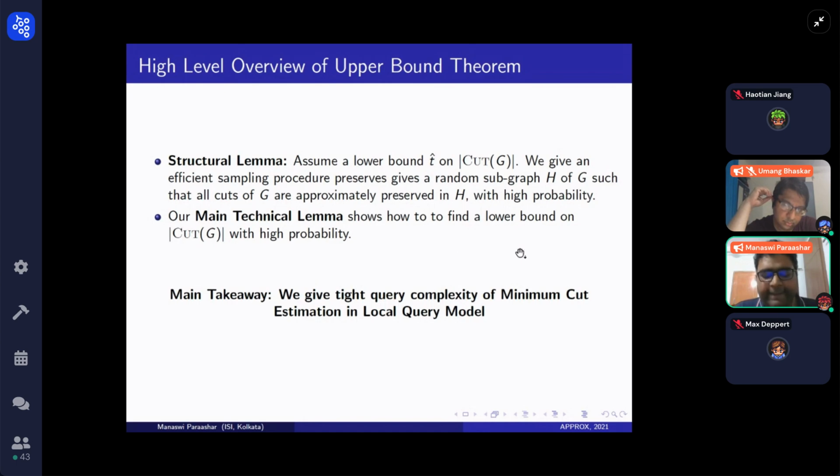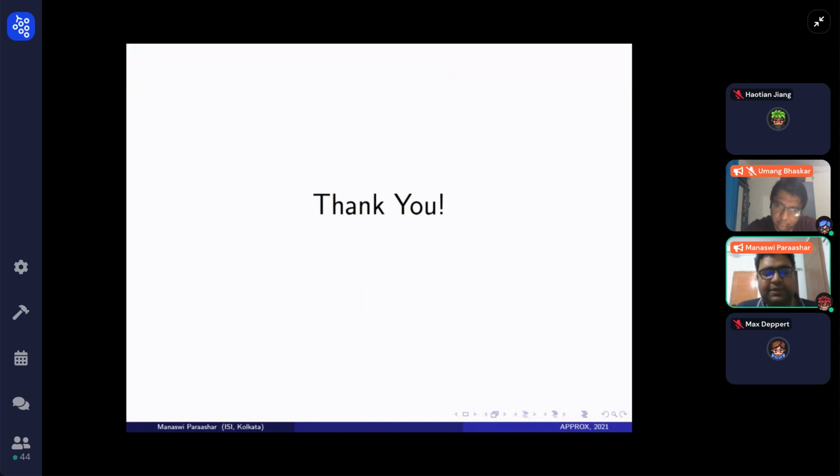And so this is the main takeaway: the main thing that we show is the tight query complexity of minimum cut estimation in the local query model. So thanks a lot. See you in the discussion session. Thank you.